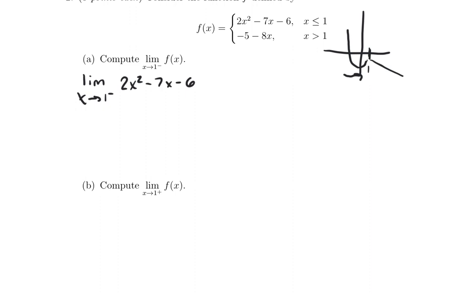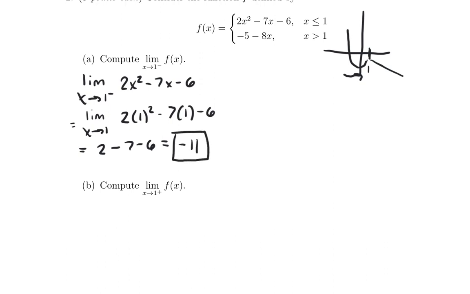And then I'm just going to plug in 1, and we get the limit as x approaches 1, 2 times 1 squared minus 7 times 1 minus 6, and I'm going to get 2 minus 7 minus 6, which is equal to negative 11. So that is the limit from the left side.